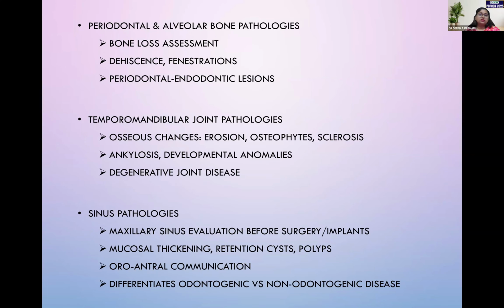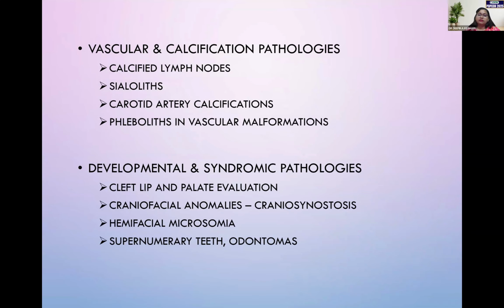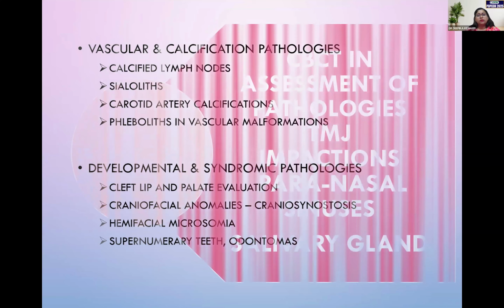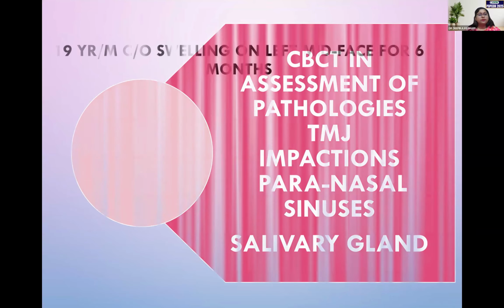Periodontal and alveolar bone diseases, like bone loss assessment, dehiscence and fenestration, for assessment of endo-perio lesions, in different temporomandibular joint pathologies, also in sinus pathologies, vascular and calcification pathologies, and developmental and syndromic pathologies. Now we'll see these with examples of different cases.